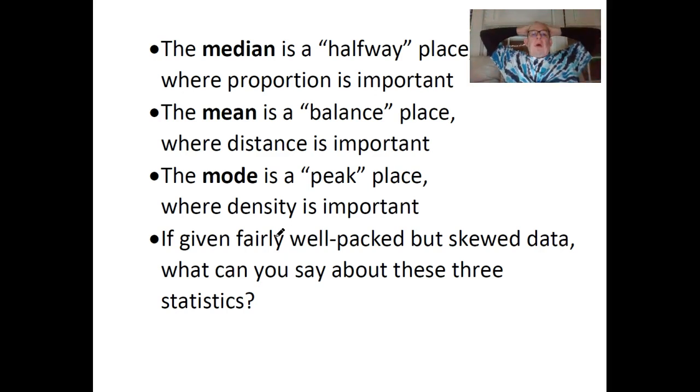So I leave you with the question, as always, if you are given fairly well packed data, it's not all over the place, but you do have some skewing, what can you say about these 3 data points in that data set? Can you just kind of imagine a general data set and understand where these 3 ideas of centers land? And remember that each one of them has a corresponding concept of spread that allows you to get at an interval of data.